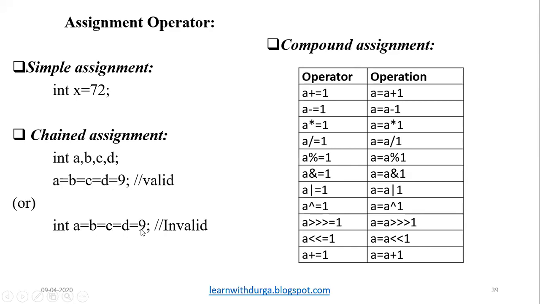So 9 is assigned to d first, since the assignment goes from right to left. But d is not defined yet. Then you would have c, b, a, and at the end you have a. This a is directly assigned 9, not b, c, d. But b, c, d in the middle are not actually declared. Only the a declaration is completed. That is why this is going to throw an error: b, c, d is not a symbol defined inside the program.